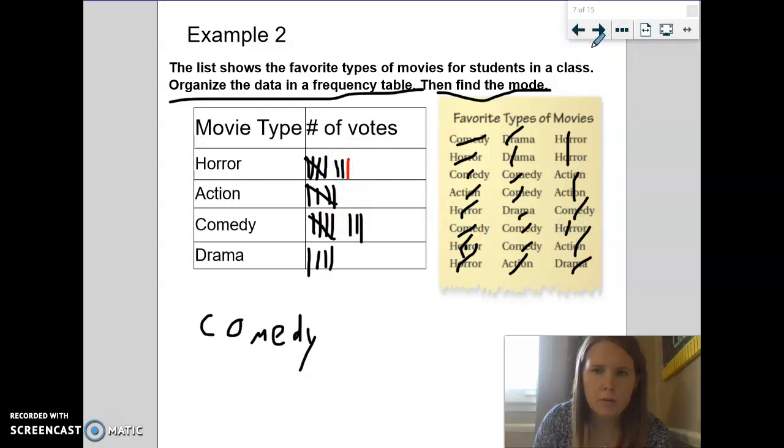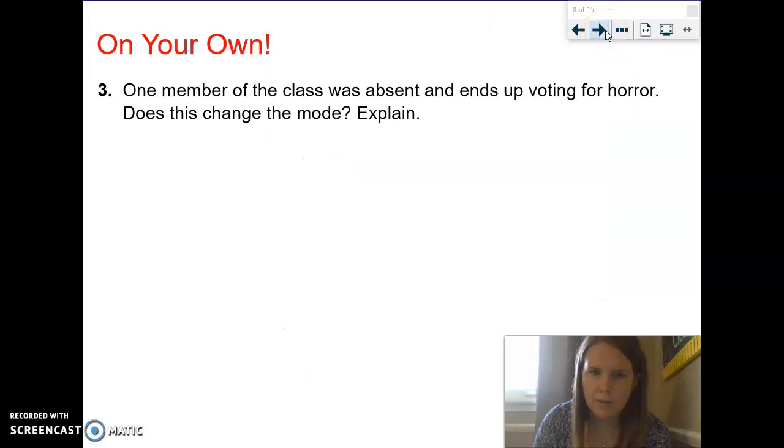So what's going to be our mode now? Or modes? Or is there going to be no mode? Think about it for a minute, and then I'll go through.